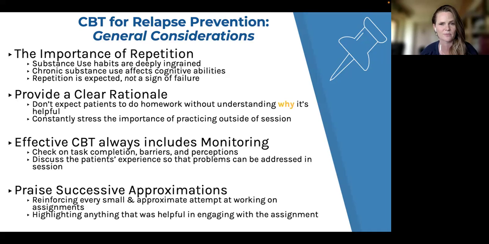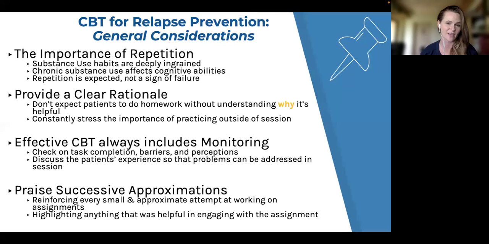And this is an important piece of psychoeducation for both providers and patients, because without it, we tend to default to thinking that repetition is a sign of failure or that treatment is not going as expected, and that's not the case. This is very much part of the course of treatment for CBTRP.